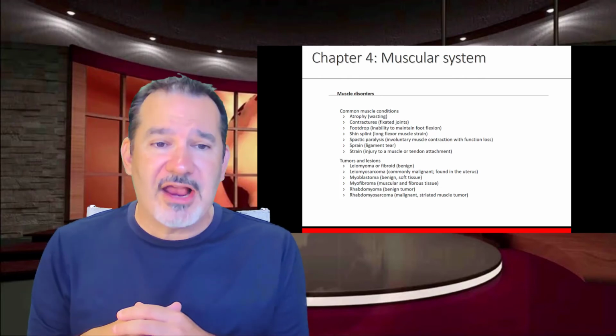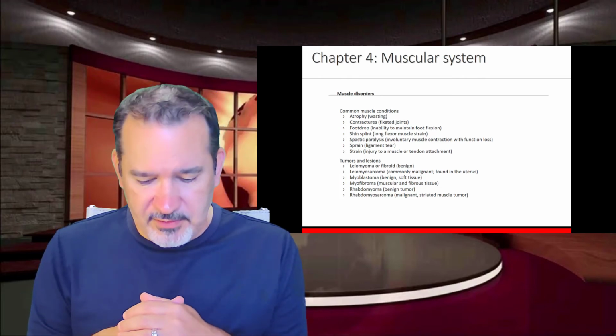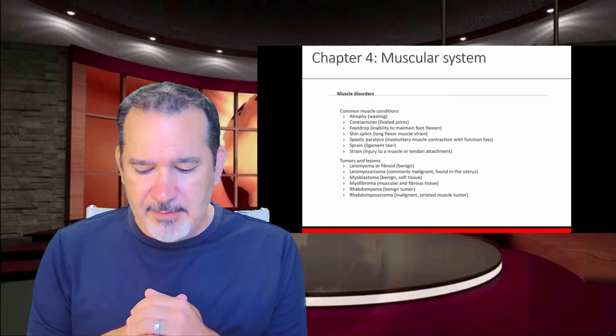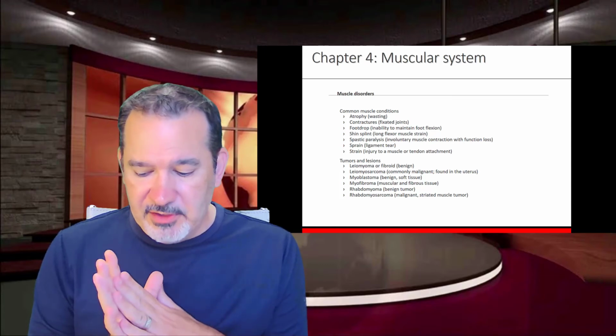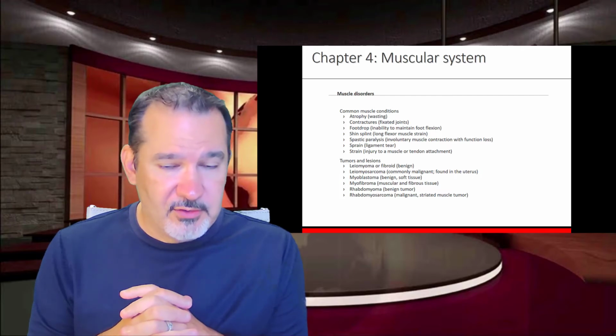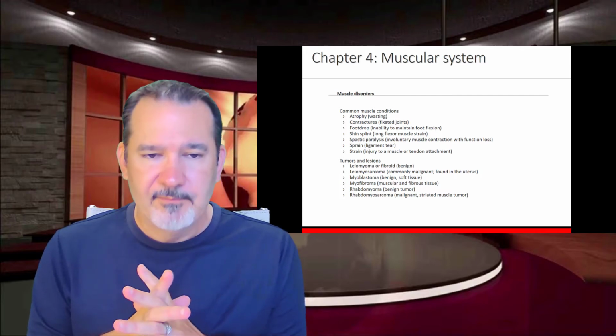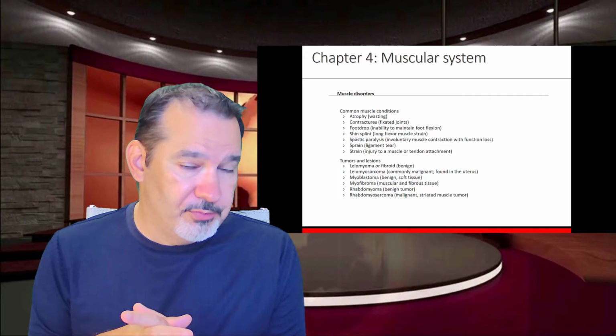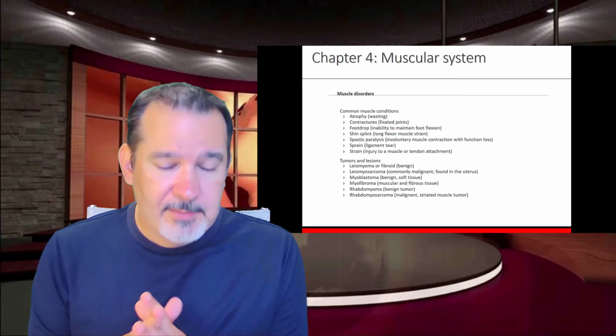Things like contractures. Contractures are fairly common, which is the abnormal flexion and fixation of joints, typically caused by muscle atrophy or that wasting of muscles. And contractures could be potentially permanent.